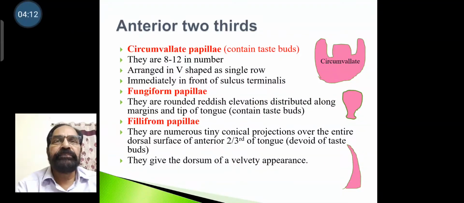Fungiform papillae. They are rounded reddish elevations distributed along margins and tip of the tongue. They contain taste buds. Filiform papillae. They are numerous tiny conical projections over the entire dorsal surface of the anterior 2/3 of tongue. They do not have taste buds. They give the dorsum a velvety appearance.